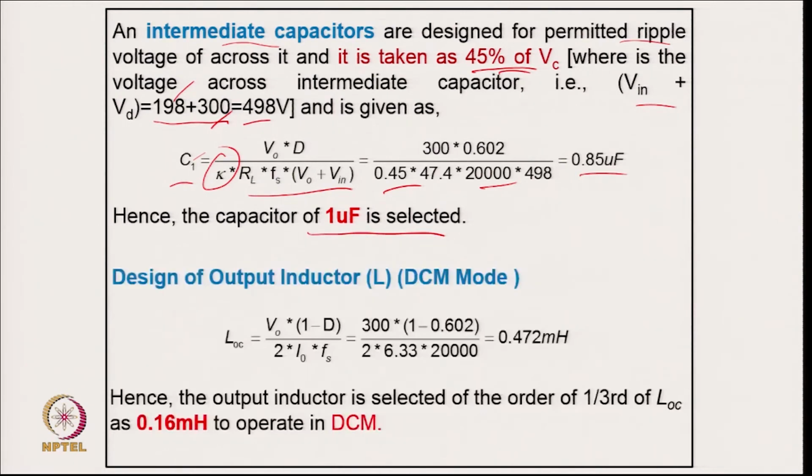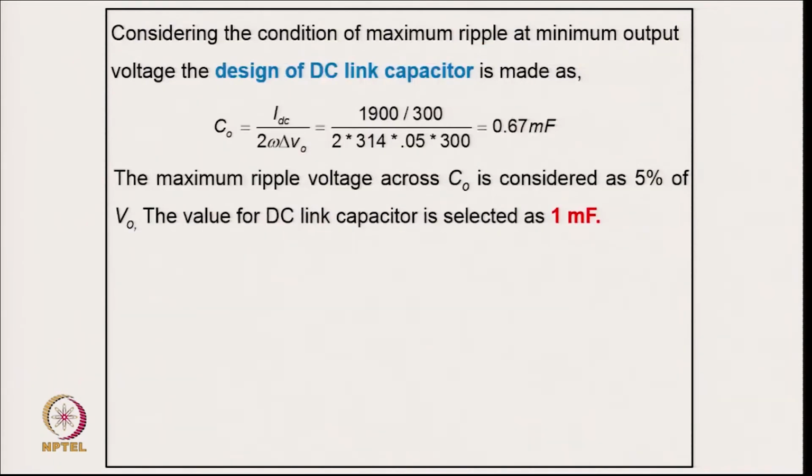microfarad. Now, coming to the design of the output inductor in DCM, this is again for the boundary condition that the ripple is twice the output current, or the current flowing through the inductor, because this current in the inductor is the same as in the output inductor, since through this the energy is transferred. Putting the values in all these relations, we get 0.472 millihenry, and to make sure that this operates in discontinuous mode, we select 1/3 of this value. So, it comes to 0.16 millihenry operating in DCM. And coming to the selection of the output capacitor for a given voltage ripple of typically 5%.